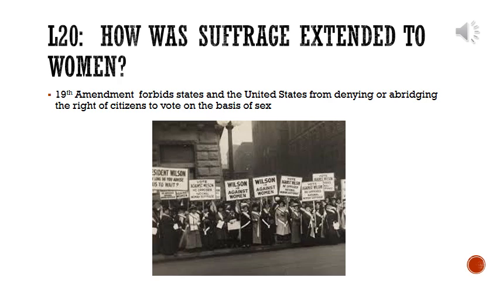All right, so how was suffrage extended to women? Women getting the right to vote was up to the states. You had some states like New Jersey as early as 1776, but they got rid of that in 1807 for political reasons. Montana, when it became part of the Union, let women vote. But nationally, there was nothing. The Constitution had no enforcement mechanism. So this is where the 19th Amendment comes into play. The 19th Amendment forbids states and the United States from denying or abridging the right of citizens to vote on the basis of sex. So this gives women suffrage.